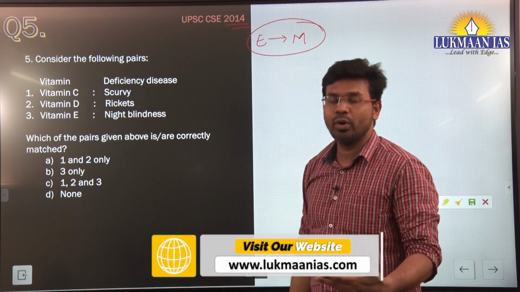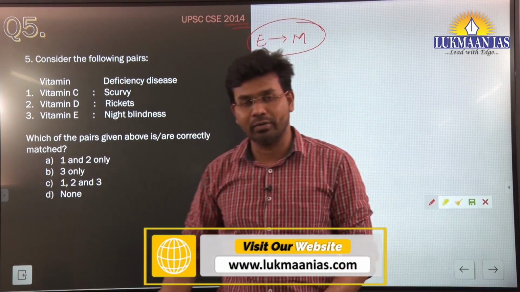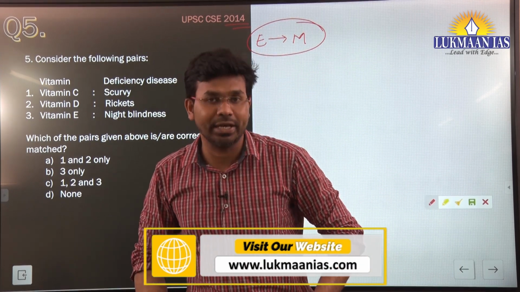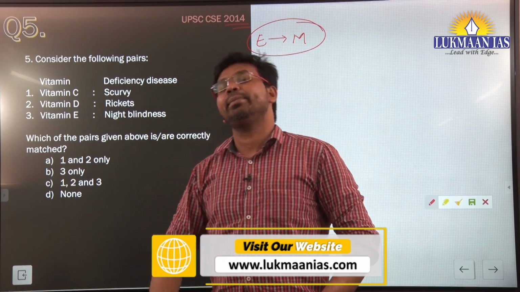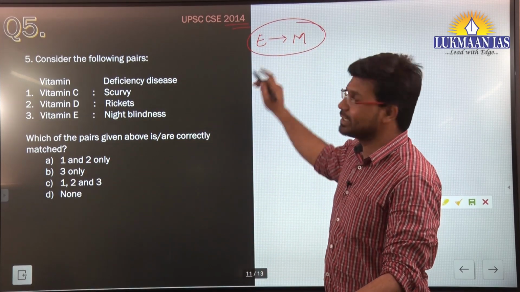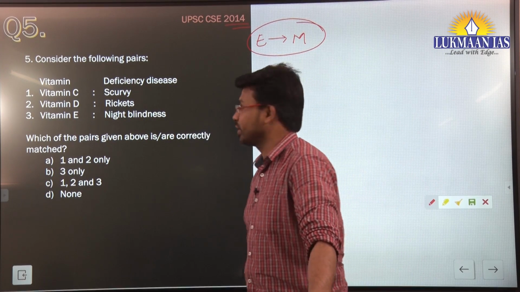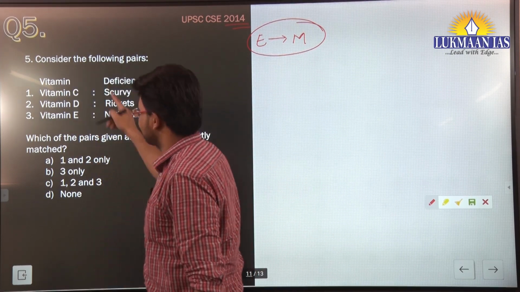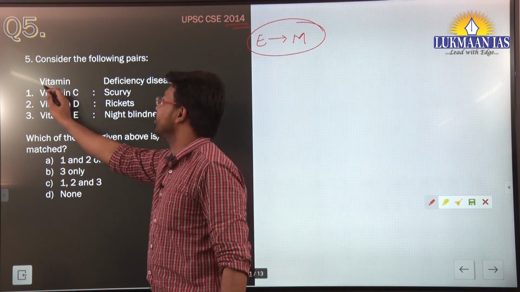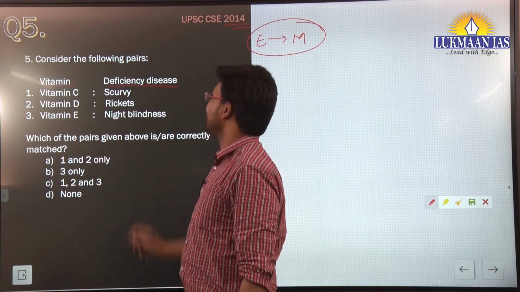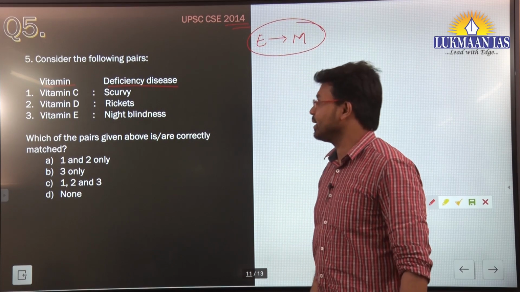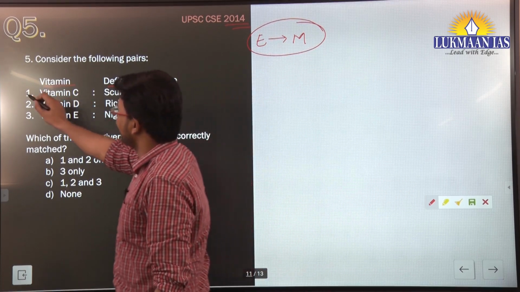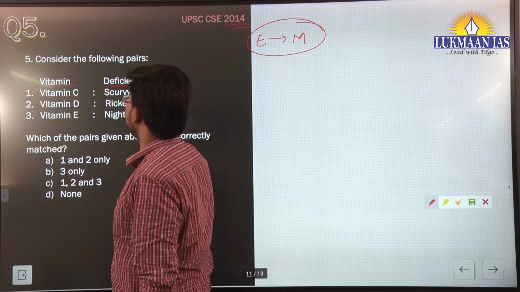For people who have studied a little bit about vitamins and associated deficiency diseases, they will be able to answer it easily. It is not a difficult question. So now let us read this question. Consider the following pairs. On one side they have given vitamins, on the other side they have given deficiency diseases. So it says vitamin C, scurvy.